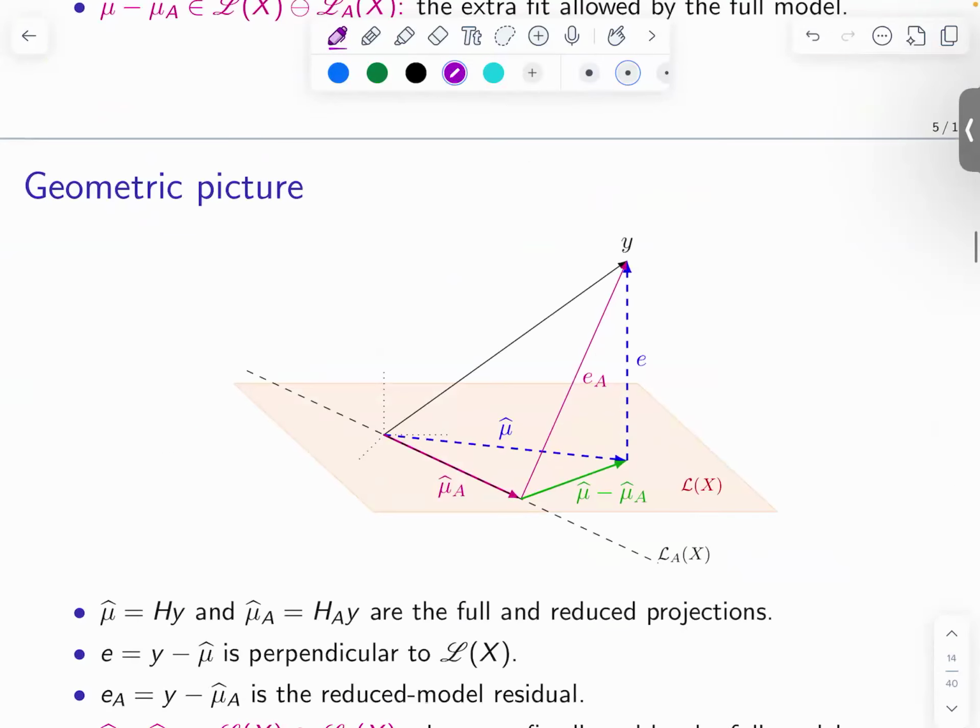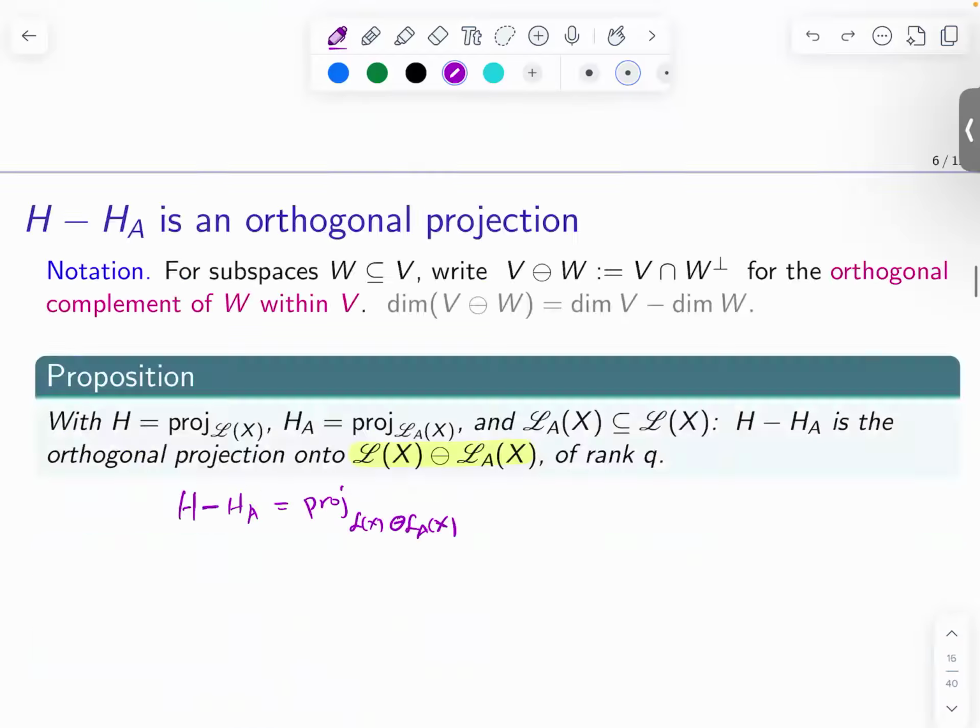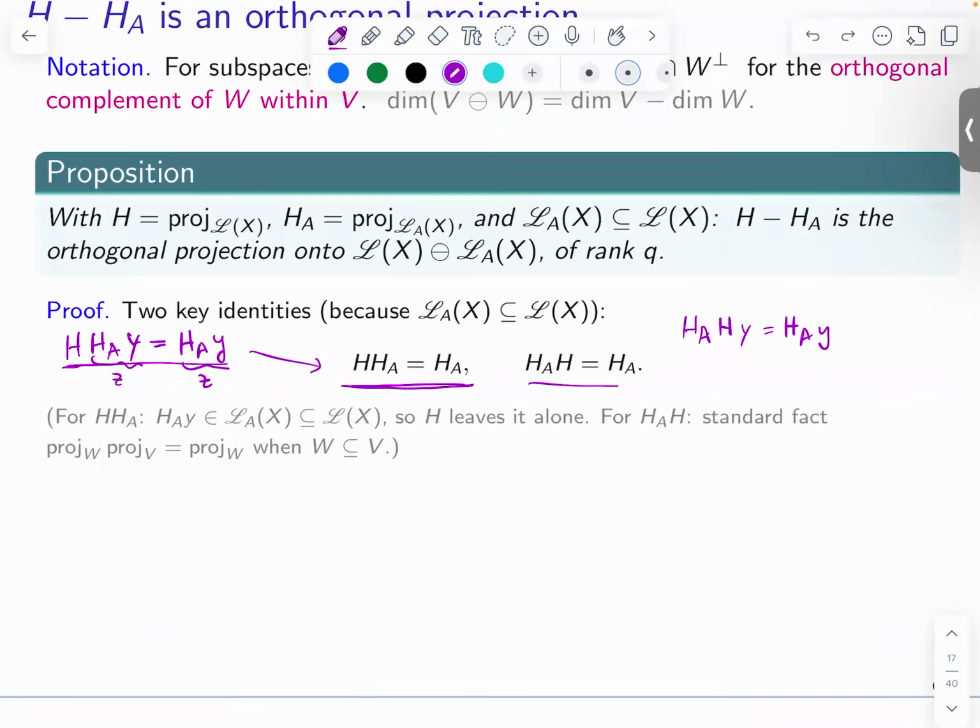So geometrically, this is saying to get this guy, I can first project onto the L of x and then project this mu hat onto this line. I would get the same thing. So rather than directly projecting y, I first project onto the bigger one, I get mu hat, and then I project mu hat onto that line. So this one intuitively is clear, and I'm not going to prove it, but you're welcome to prove this, okay?